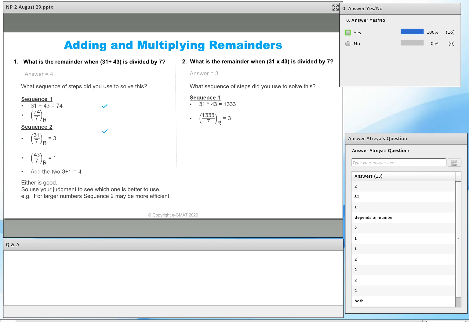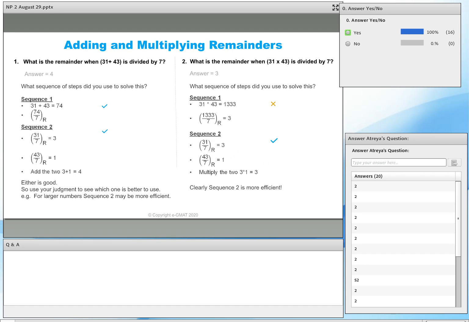What if I change this to a multiplication sign? What do you think? Would you like to multiply and take out the final result and then divide? Or would you want to calculate the individual remainders, and since you had a multiplication symbol, multiply the 2 remainders to get to the final answer? Tell me, for the second question, the multiplication one, what are you going to use? Sequence 1 or sequence 2? Definitely sequence 2, right? You are definitely not going to do these kinds of calculations, right? It would take you a lot of time. That is the reason sequence 2 is always a lifesaver in questions like these.